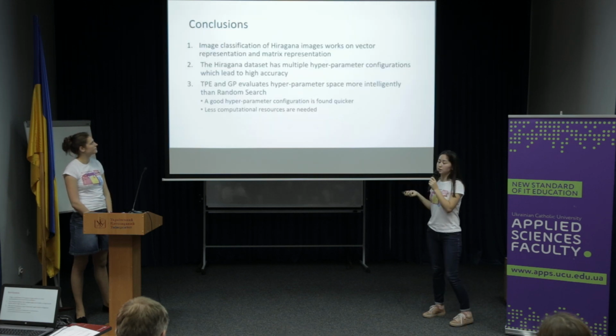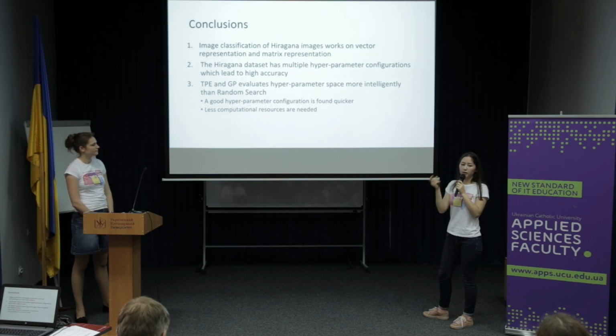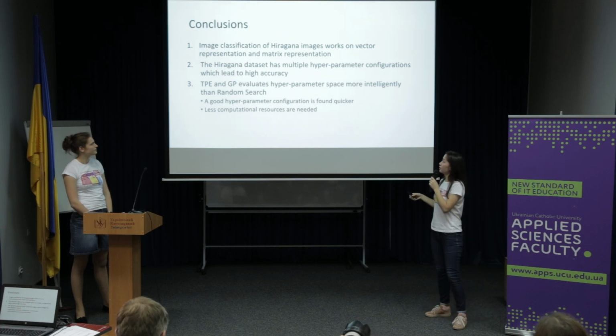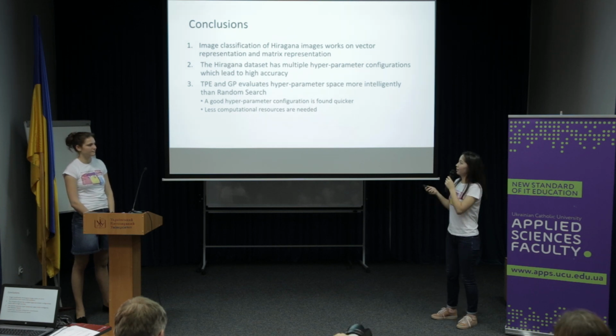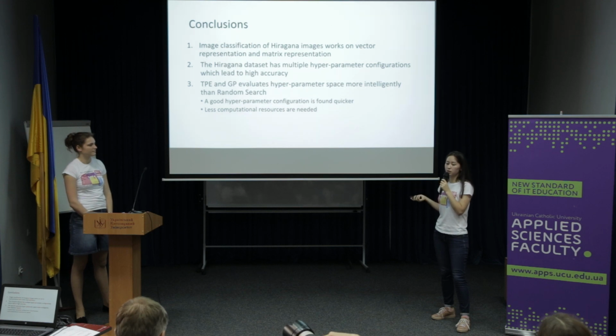So our conclusion is that image classification of Hiragana images works on both matrices and vectors. You can pass both vectors and matrices and it will work okay. Another one is that different hyperparameter configurations led to high accuracy. This is not what we wanted, but this is what we have. And the third one is that TPE and Gaussian processes evaluate the hyperparameter space much faster and more efficiently compared to random search and grid search.